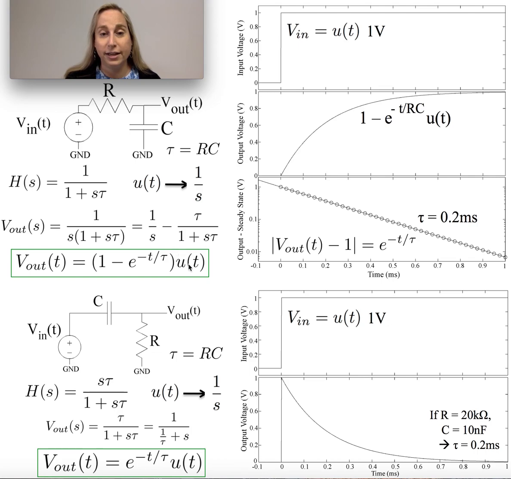I invert this. I get a u of t out of the 1. This gives me the e to the minus t over tau. And so again, I look at the responses and I see this e to the minus t over tau kind of behavior. So this tau time constant is the fundamental behavior. And so the question is, well, what would this look like?